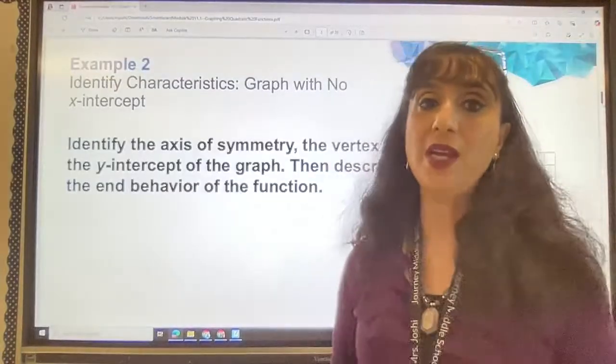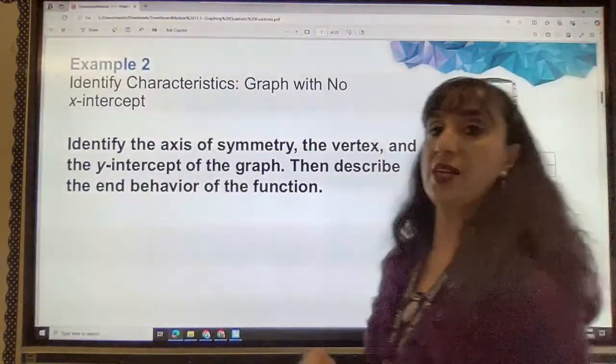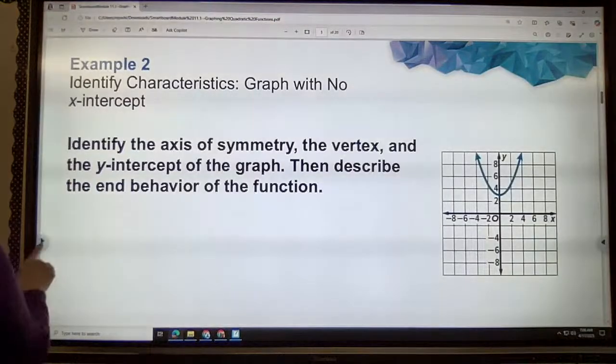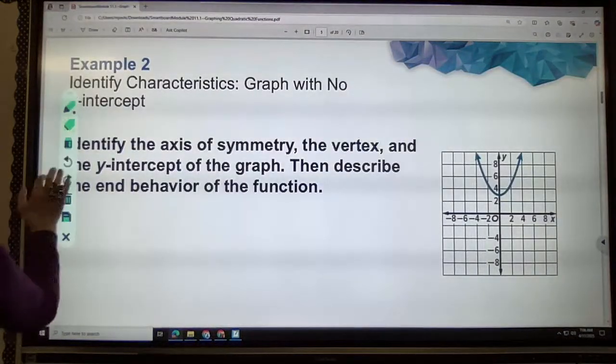So let's do another one. We are again identifying the characteristics of the graph. Okay, let's look at this one.